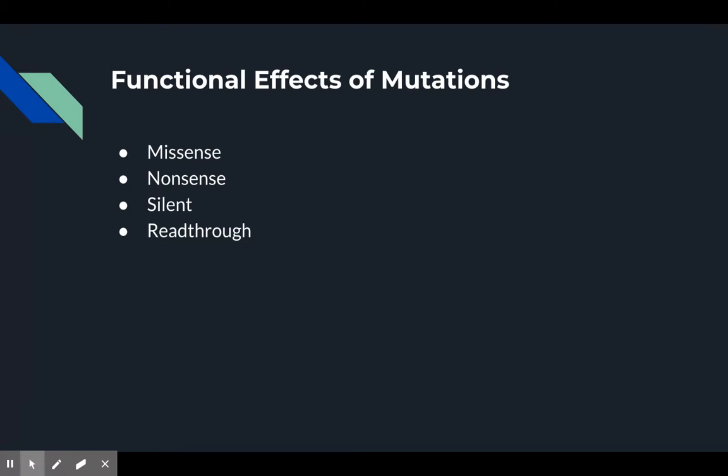So these are the 4 consequences of point mutations. Missense is when a base substitution results in a different amino acid in the protein. A nonsense mutation changes a sense codon into a stop codon. A silent mutation is a change in the nucleotide sequence of DNA that does not alter the amino acid sequence of the protein. Readthrough is when a stop codon is changed to a codon that codes for an amino acid, resulting in a longer protein.